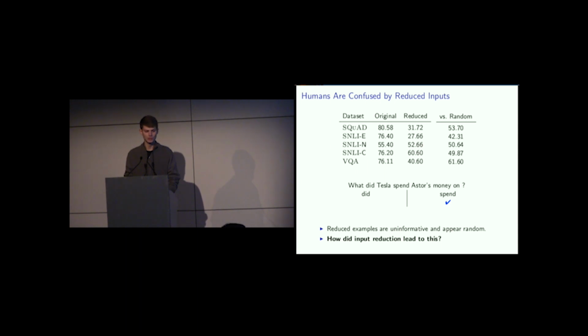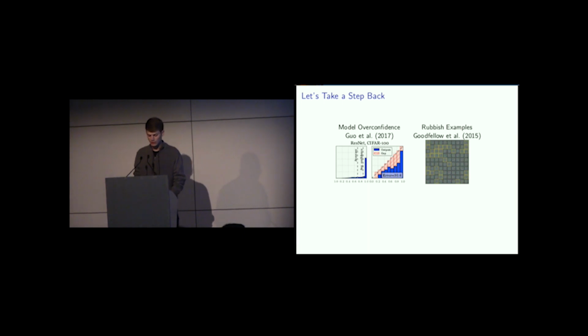So how did input reduction lead to these extremely strange results? Let's take a step back and look at results from literature and see if they can explain this phenomenon. Guo et al., ICML 2017, talk about model overconfidence. In short, they show that models on average predict much higher confidence than their accuracy. So for instance, on CIFAR-100, they predict close to 90% confidence, yet their accuracy is closer to 60. Though this doesn't talk about these kind of nonsensical inputs, like this question did. So overconfidence doesn't quite explain the results we're looking for.